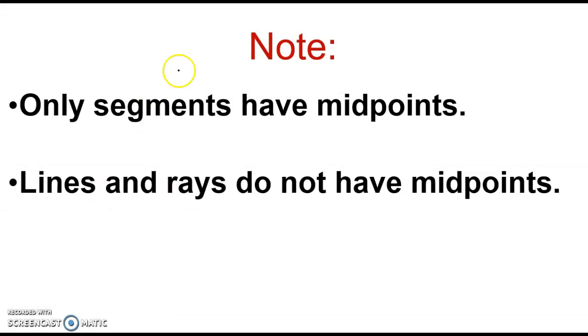Note that only segments have midpoints. Think of it, lines and rays do not have midpoints. Why would you think so? Well, lines go infinitely in both directions. A ray goes infinitely in one direction. Since you do not know the end of each one of them, there's no way you will know where the midpoint is. So only line segments, because they have endpoints, have midpoints.